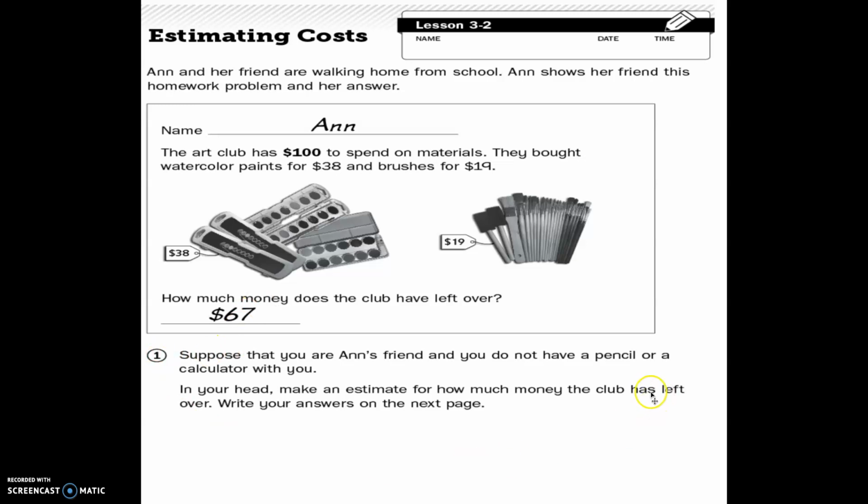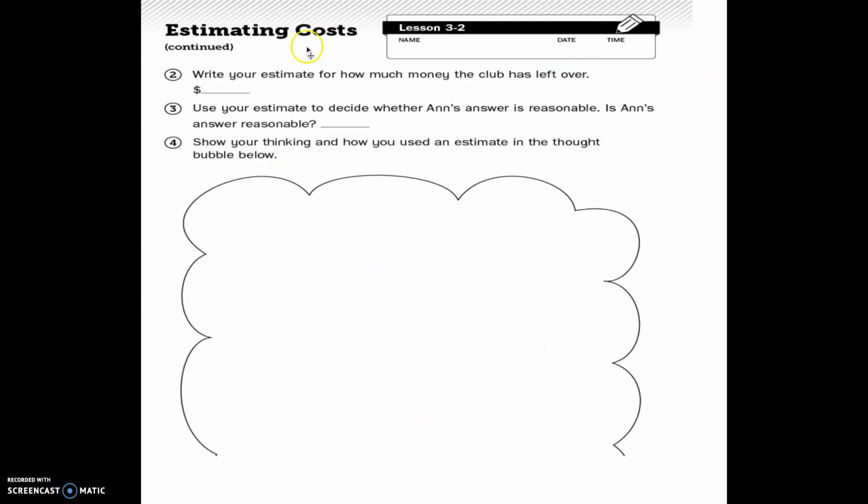So here's what your task was. You were going to pretend that you were Anne's friend and that you did not have a pencil or calculator with you. So you were going to do this part in your head. You were going to make an estimate for how much money the club has left over. So you were going to round the 38 and 19, I hope, to close but easy to use numbers to help you solve the problem in your head. And you had this workspace to do it on. Write your estimate for how much money the club has left over. Use your estimate to decide whether Anne's answer is reasonable, and then show your work in the bubble.